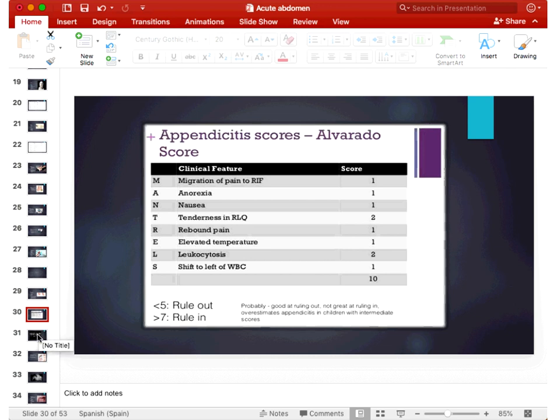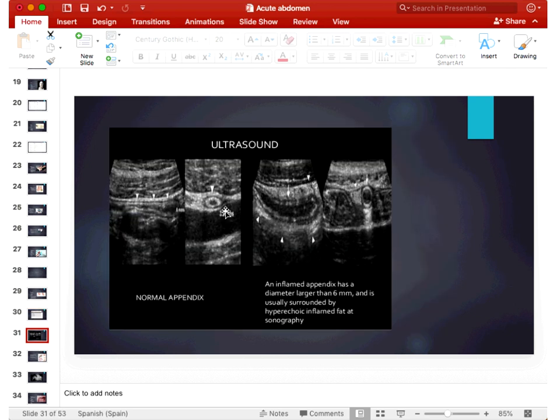If you want to do imaging, an ultrasound will be best, and you have to look for this sign. It looks round, and it doesn't compress the appendix at all. When you have this and it is larger than 6 millimeters, you have made yourself an accurate diagnosis of acute appendicitis.